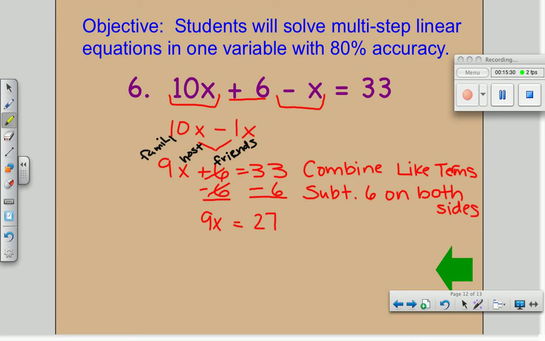And now for our last step, we need to get rid of our family here of 9. 9 is being multiplied by x. The inverse of multiplication is division, so we divide both sides again because of the property of equality. Tells us we have to. Divide by the same number you're multiplying by, which is 9, so then you need to divide over here also by 9. 9 divided by 9 is 1, or just x, and 27 divided by 9 is 3. So now you've divided both sides by 9. And our final answer, x equals 3.